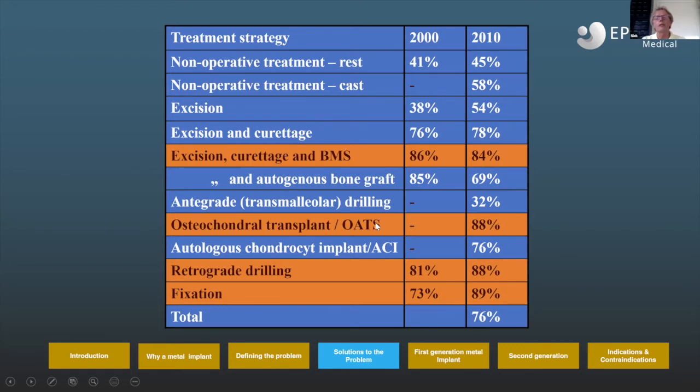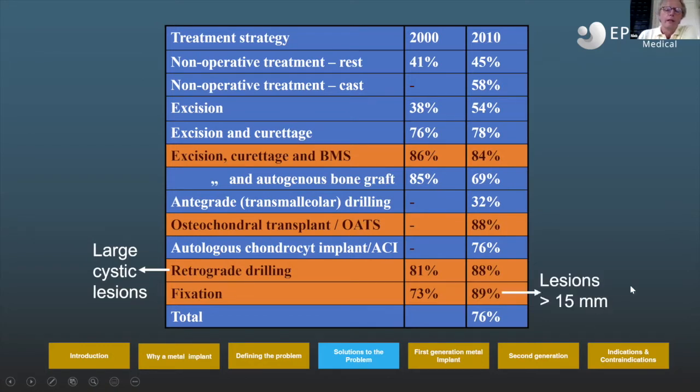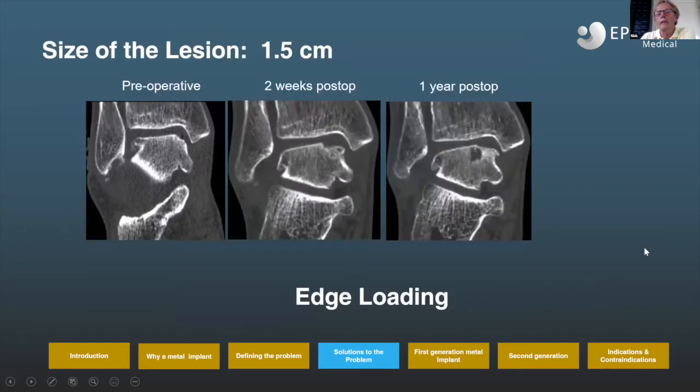Bone marrow stimulation, oats, obviously is bone and cartilage. Retrograde drilling, it's the bone that we drill for large cystic lesions, and fixations for also large lesions. We fix the cartilage and the subchondral bone. So treatment of the bone is important.